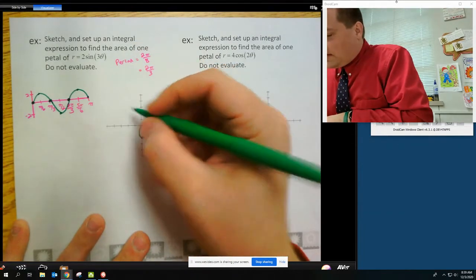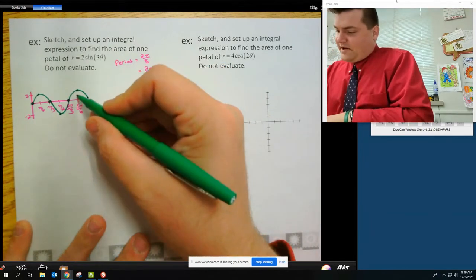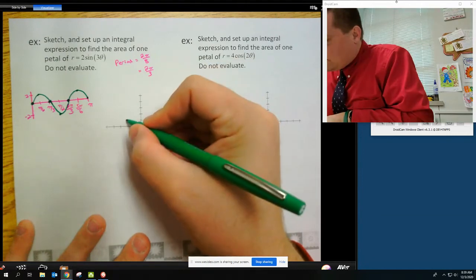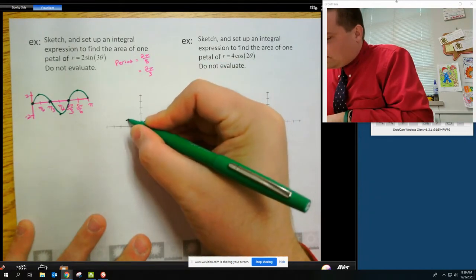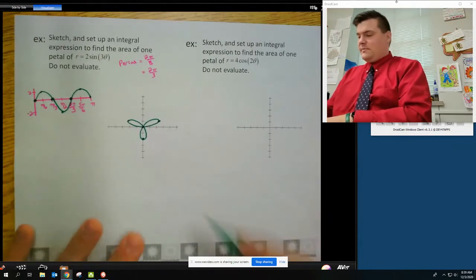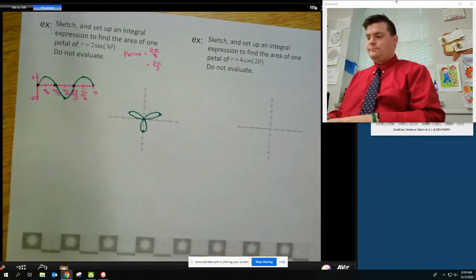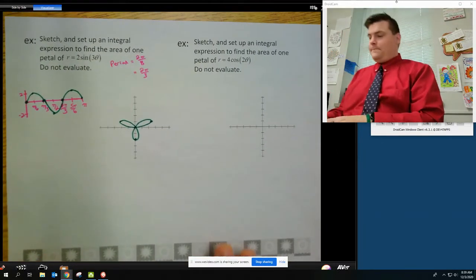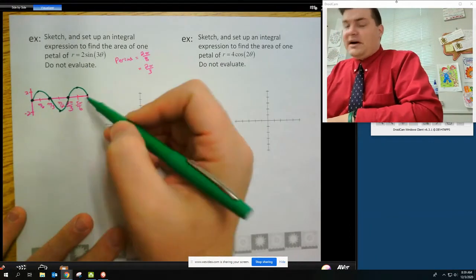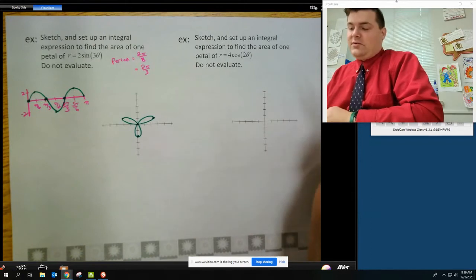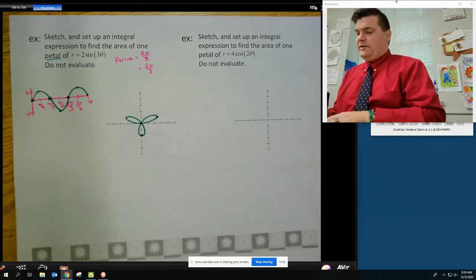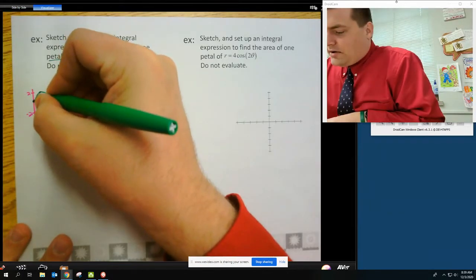We're going to end up going out to 5 pi over 6, which is going to be somewhere over here, and it's going to be there-ish. And there you go. And then after that, it would just keep repeating. So if you wanted to find the area of the entire thing, you would integrate from 0 to pi. Okay? Actually, I wouldn't do it that way. I'll tell you how I do it in a second. But we're just trying to find 1 petal. So 1 petal is actually this area right here.